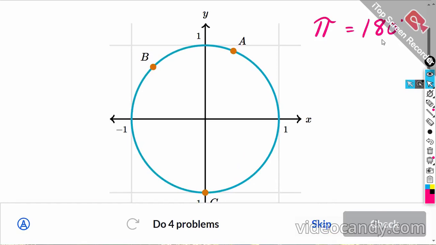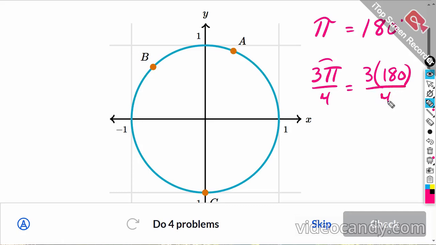Okay, recall that pi radians is 180 degrees. So if we were to convert 3 pi over 4, that's just going to be 3 times 180 divided by 4. Okay, 180 divided by 4 is just 45. And 3 times 45 is 135.